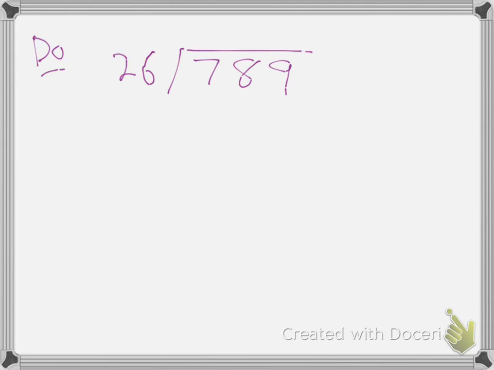Let's try up. How about, I don't know, well, oops, it's not working out so well. How about 26 into 789? Sort of made that up. I want to see that you can do it. You can do it.